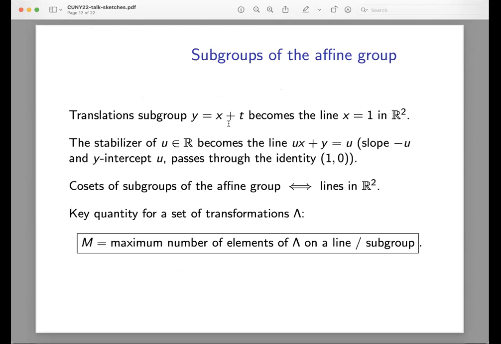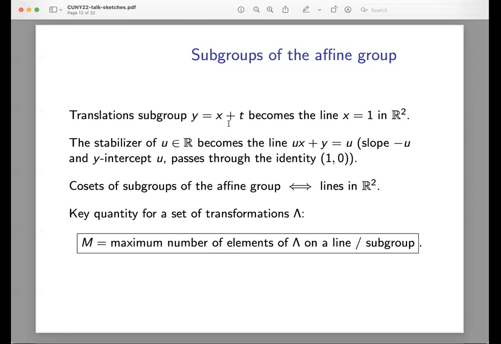Now I would like to discuss subgroups a little bit because they play an important role. The catch is that subgroups of the affine group correspond to lines in R squared. Remember, when you map an affine transformation to a point, then you map a subgroup to a line. The first very easy subgroup is translations. You send x to x plus t, or if you like, y equals x plus t. And this corresponds to a line.